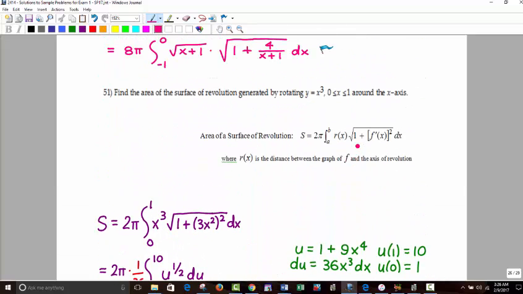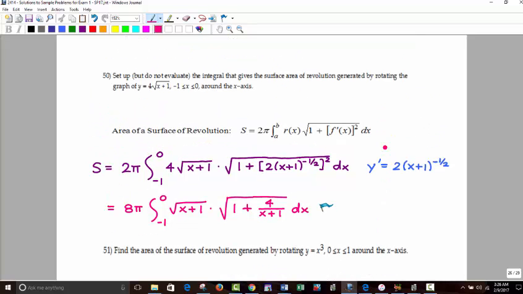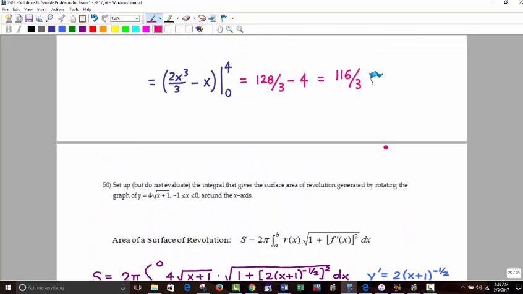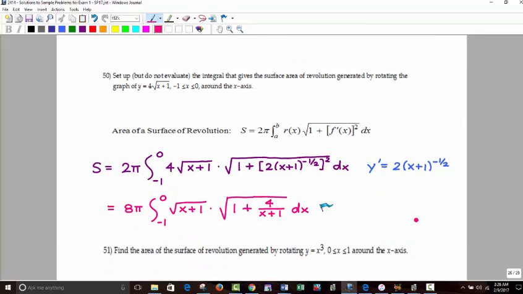Wait. No, that was x. Okay, I did both. I think I missed one. Oh, excuse me. It looks like I missed one here, didn't I? Sorry about that. Back up here to number 50.